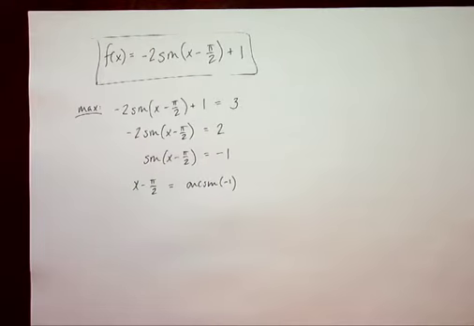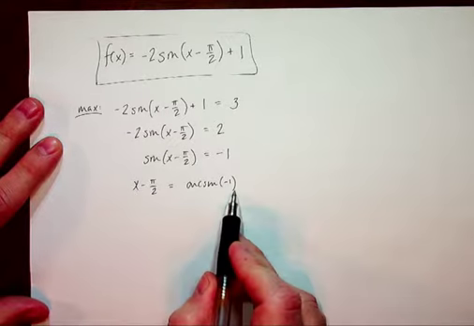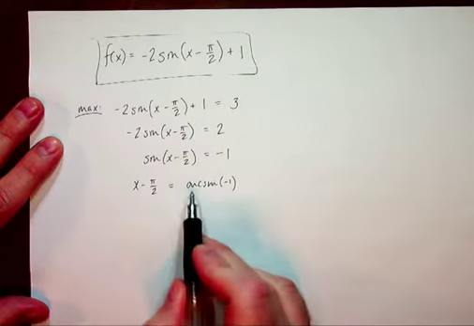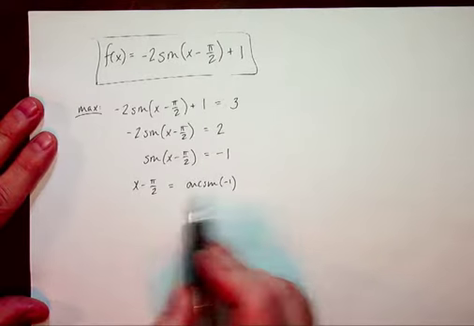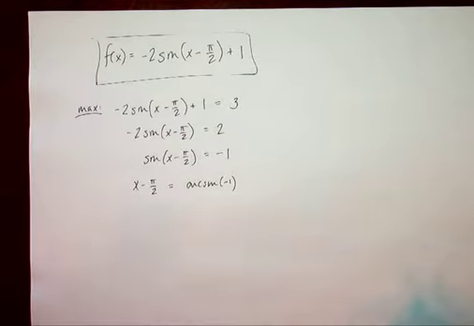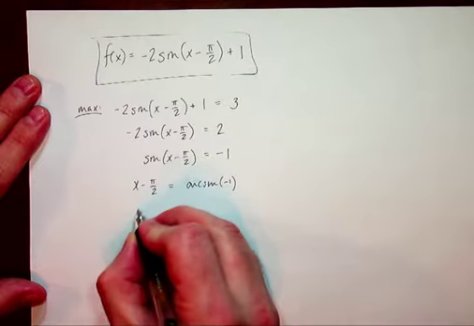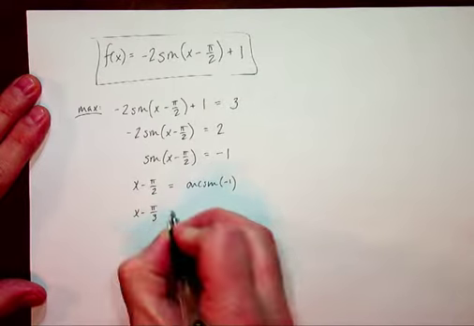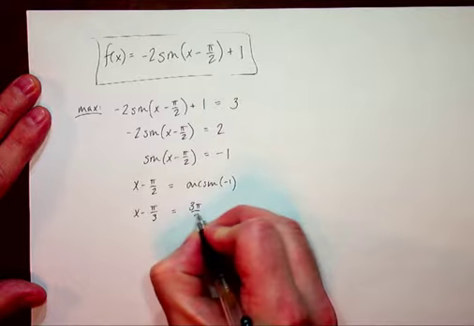Now, we will get to talking about inverse trigonometric functions, but here I'm merely using inverse trig as an operation. And what this is asking is, for what angle measurement is your sine ratio equal to -1? And well, we know that sine is -1 at 3 pi over 2, right? At 3 pi over 2.